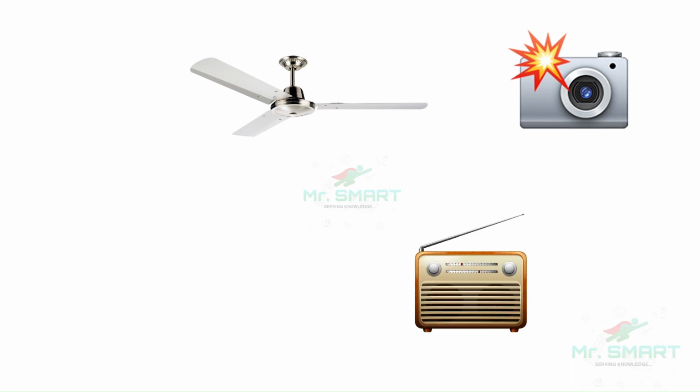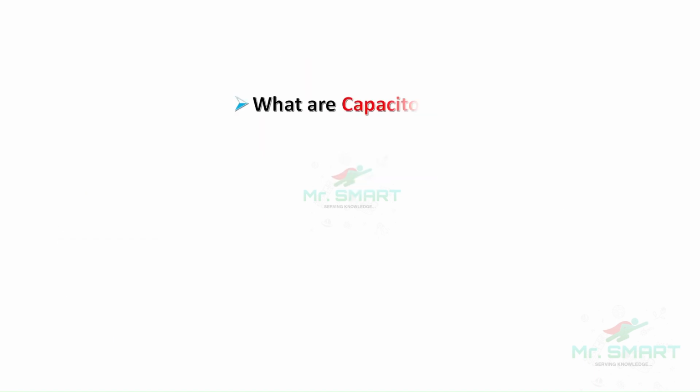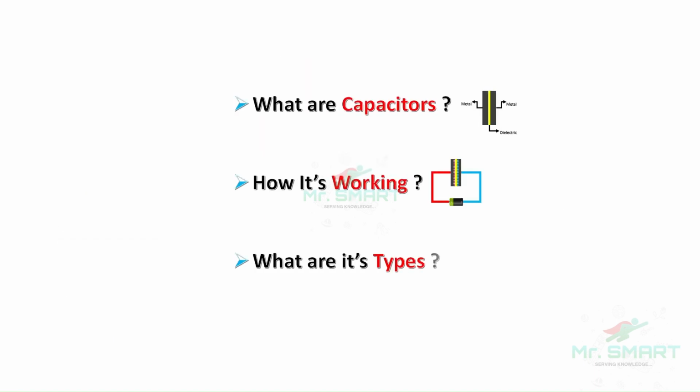Speed control and starting of your household fan, flashing a light when your camera clicks, tuning into different frequencies on your radio, reducing noise from your sound systems. A small electronic device called a capacitor plays a vital role in all these applications. In this video, we are going to learn about: what are capacitors? How are they working? And what are its types?